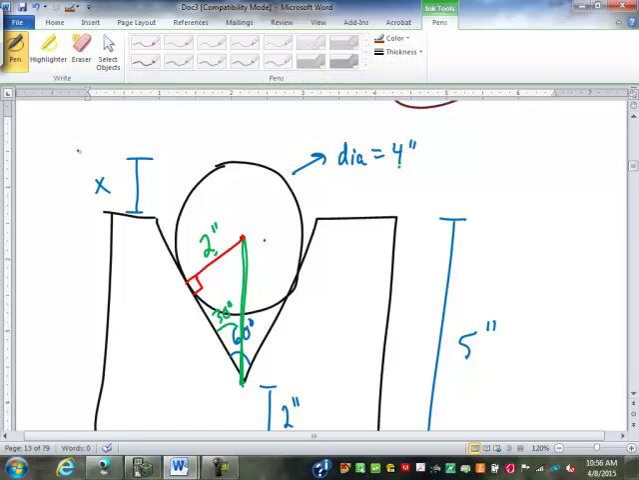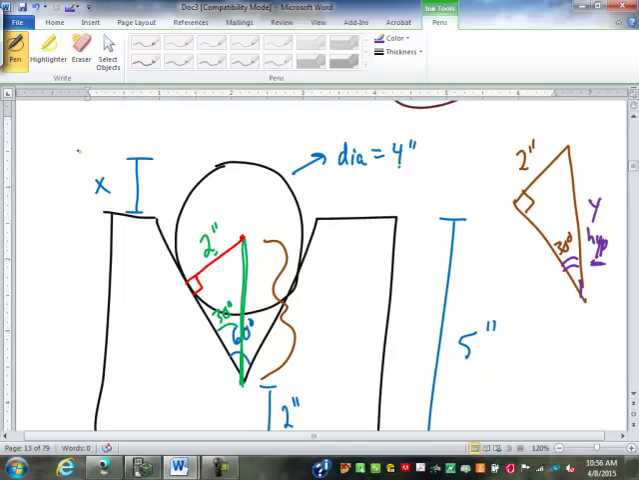So now we can find this distance from here to here. Because what we have is a right triangle that's 30 degrees and 2 inches. And I'm going to call this here y. I'm looking for that dimension. Y would be the hypotenuse, and with the 30-degree angle, 2 is the opposite. What trig function? Sine of an angle equals opposite over hypotenuse.